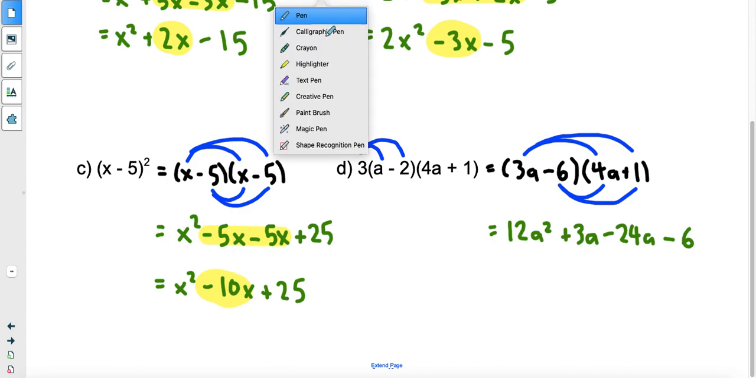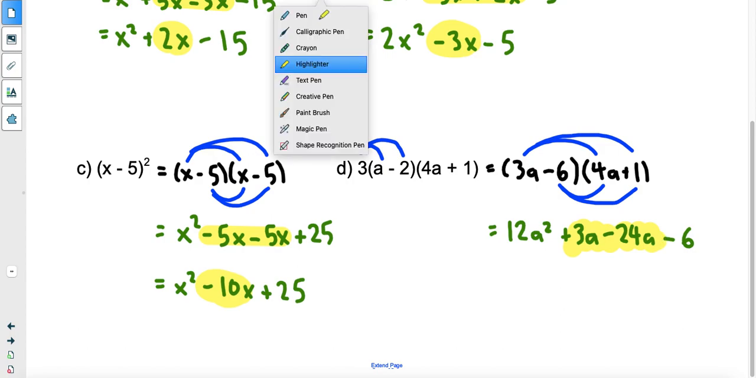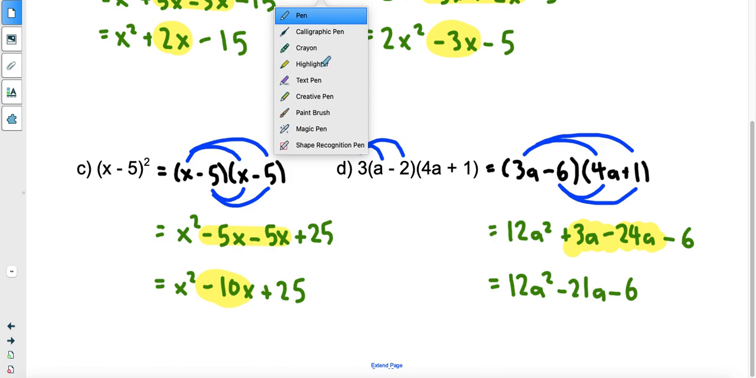And of course, we can simplify this, right? 3a minus 24a, well, 3 minus 24 is just negative 21, right? So this is equal to 12a squared minus 21a minus 6. And that's my answer.